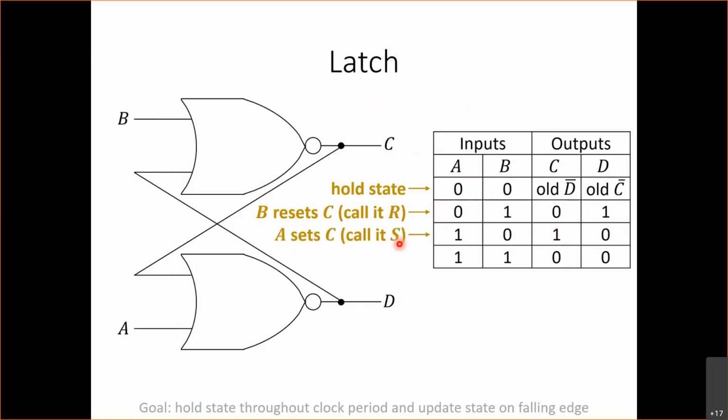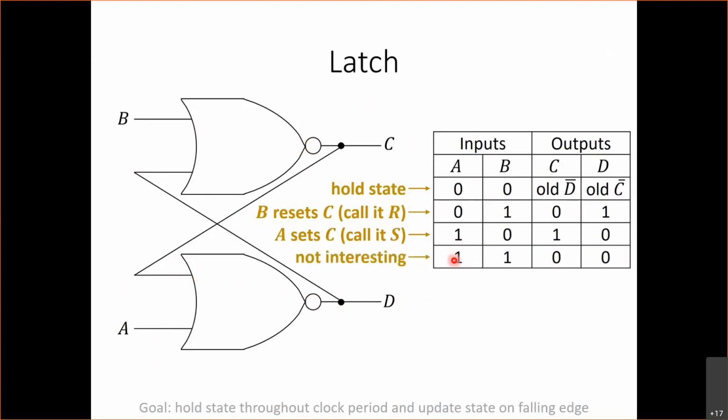All right? And then finally, let's look at the final case. In the final case, if I set A to 1 and B to 1, well, 1 or anything is going to be 1. So C is going to be 0. And A or anything, so if A is 1, then 1 or anything is going to be 1. And in this case, D is going to be 0. So if I set A and B to 1, 1, then C and D will be 0, 0.